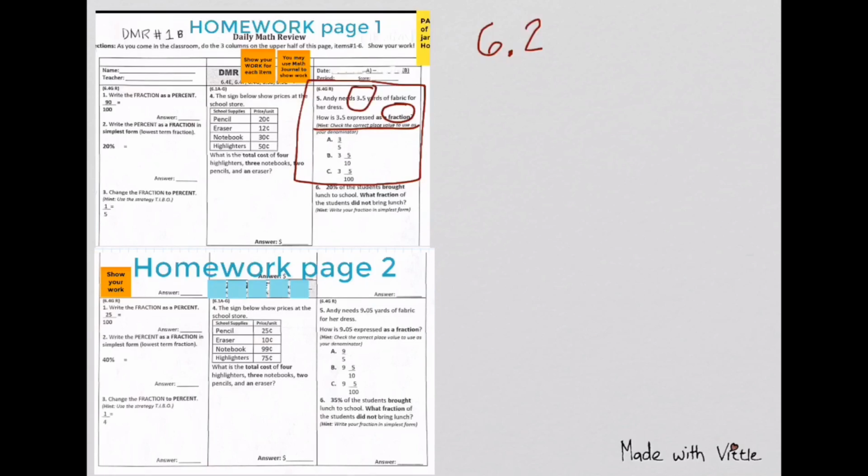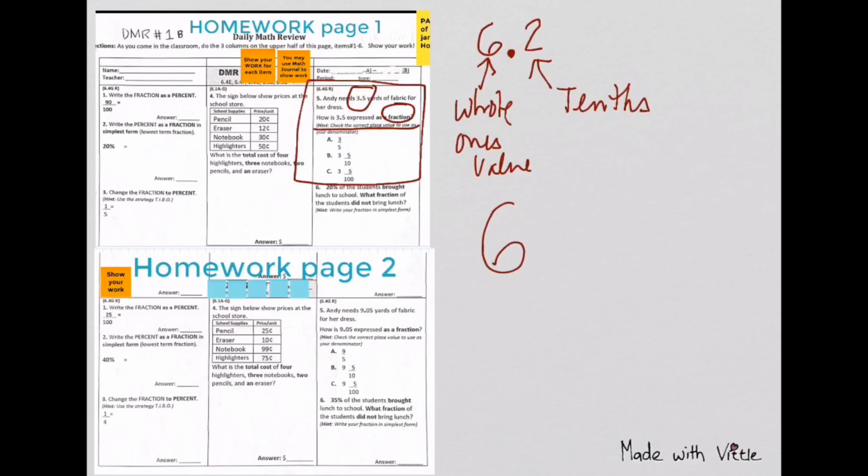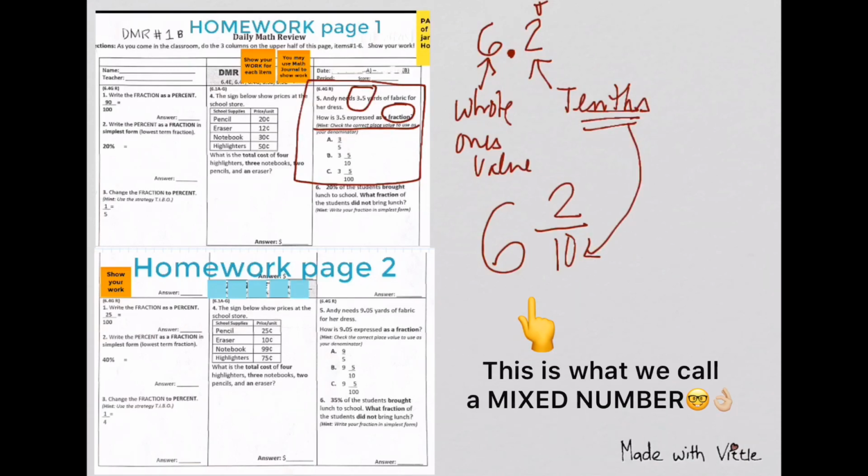So I'm going to use a different decimal, 6.2. So we know that the 6 is the whole number, which is on the ones place value, while the 2 here behind the decimal point is on the tenths place. So 6 being the whole, you have to write it big, and then there will be a fraction on the side. That fraction will have a 2 on top because it says 2 tenths. So tenths means 10 at the bottom. So this is my mixed number now.